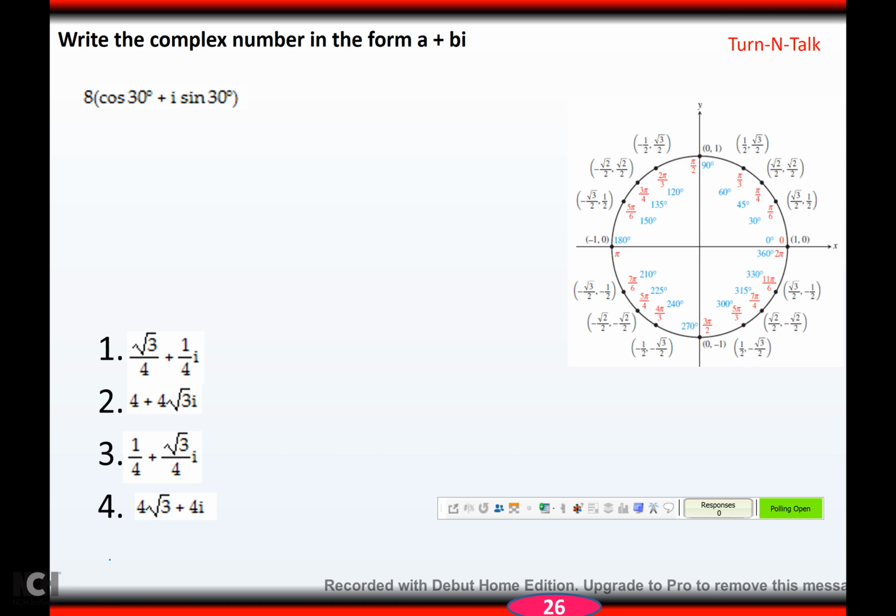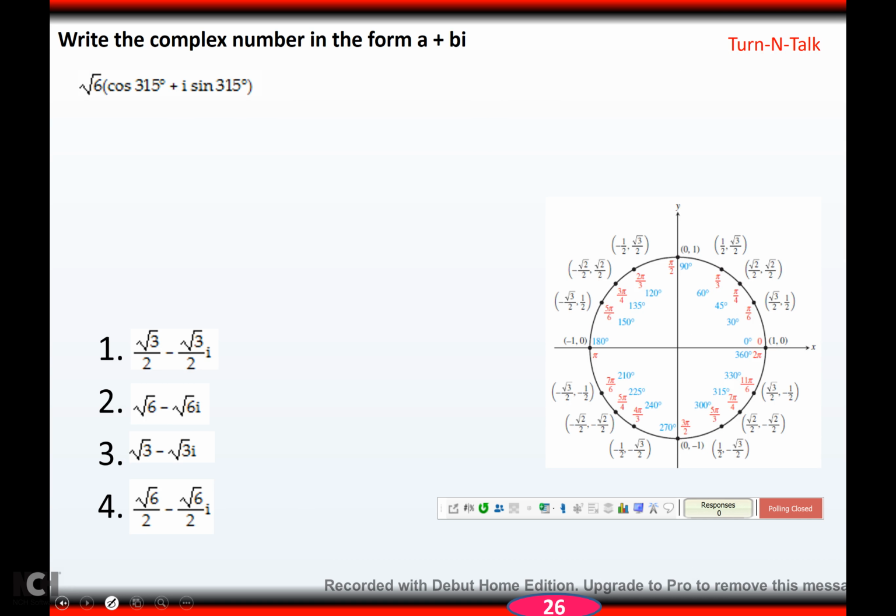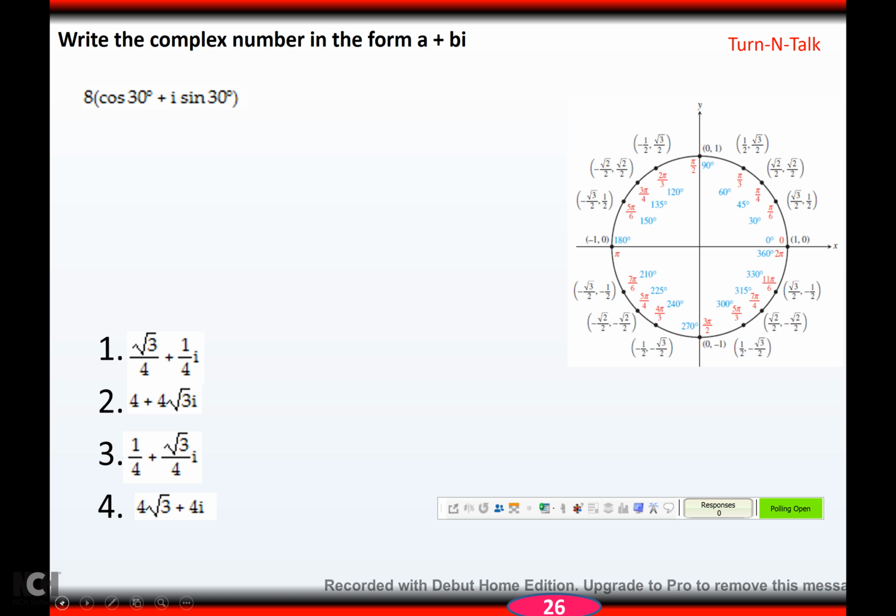Write this one back in rectangular form. Hit pause. Come back when you're ready. Oh, the answer wasn't in there. It's 4. So what you do is you have 8, and you're going to just change these back to their exact values. Cosine 30 is x, so that's going to be the square root of 3 over 2. Plus i, sine of 30 is y, so that's 1/2. Distribute, I get 8 square roots of 3 over 2, plus i times 8 over 2. That gives me 4 square roots of 3 plus 4i.